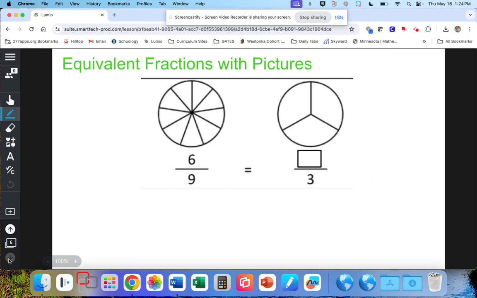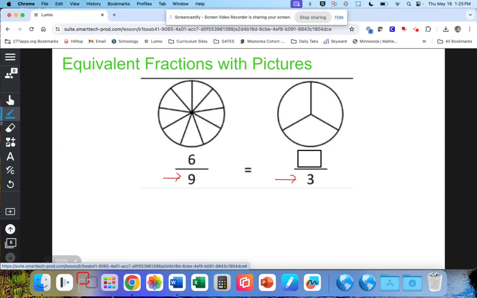Equivalent fractions with pictures. Sometimes it's best if we draw pictures when we aren't fully understanding how to get from one piece to the other. So we have a denominator of 9. So we want to break our whole wheel into 9 pieces. And our other one is broken into 3 pieces. So we take our wheel and break it into 3.